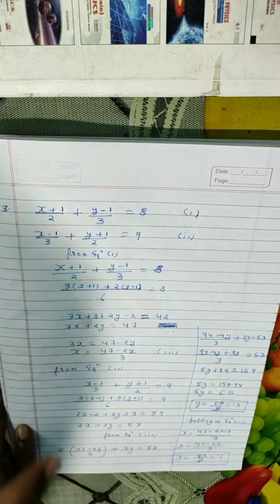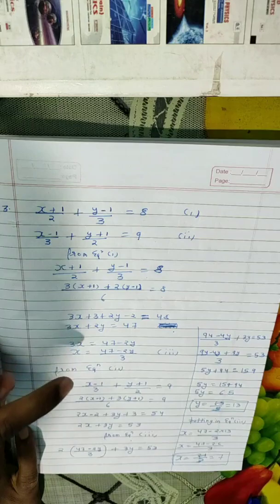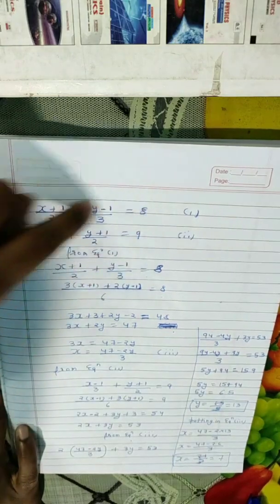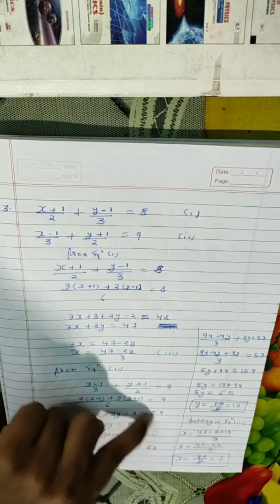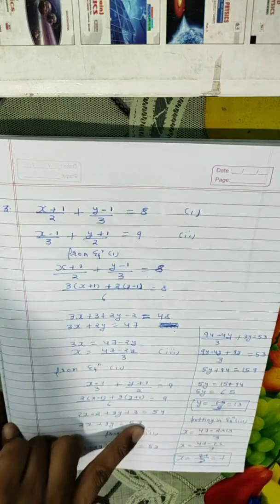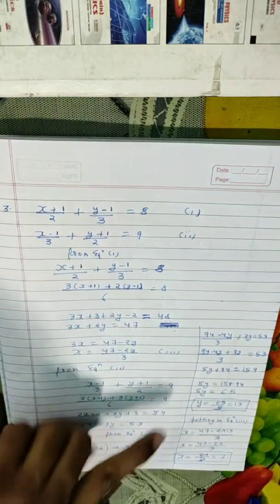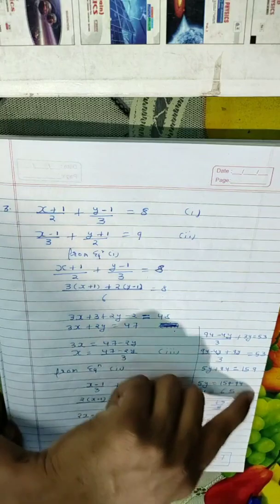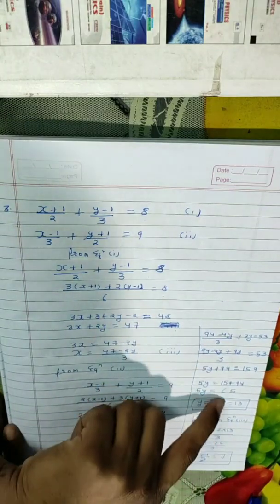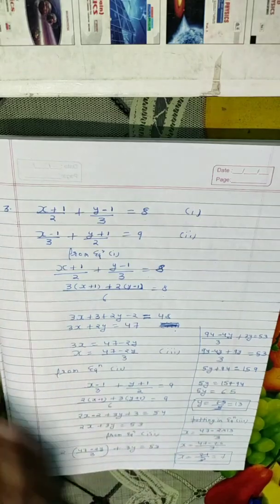Now put this value of x in the other equation. For putting the value of this x in this equation, first of all I solved this equation like this: 2x plus 3y is equals to 53. Now I just substitute the value of x here and calculate y after solving. And once I calculate y, I put the value of y again here and calculate the value of x. So these are the steps of the substitution method.